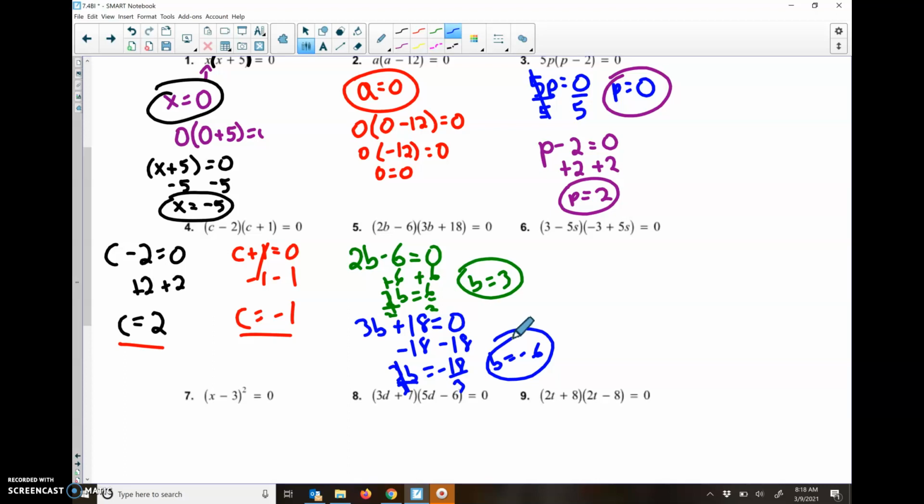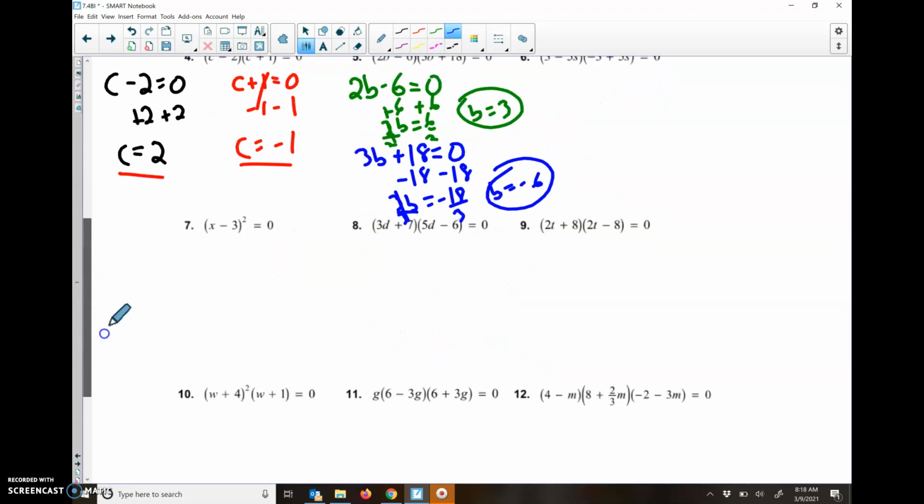And then again, if you go back and plug it in, if I plug in like 3 for b here, 2 times 3 is 6. 6 minus 6 is 0. So no matter what this parenthesis is here, this first parenthesis is already 0. So anything times 0 is going to be 0. And then same thing with this blue problem here. 3 times negative 6 is negative 18. Negative 18 plus 18 is 0. So it doesn't matter what b is in this first parenthesis because the second one is 0. So anything times 0 is 0.